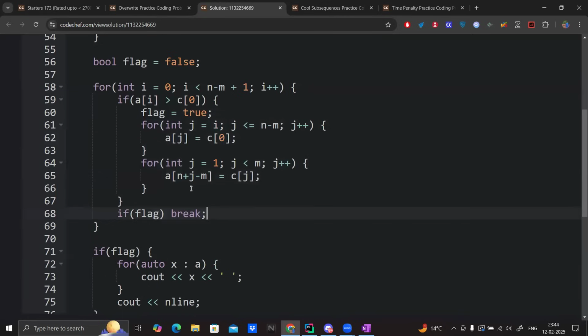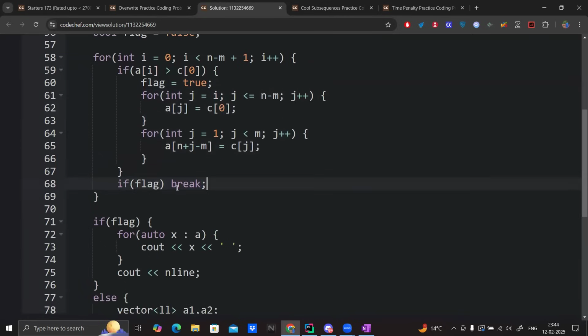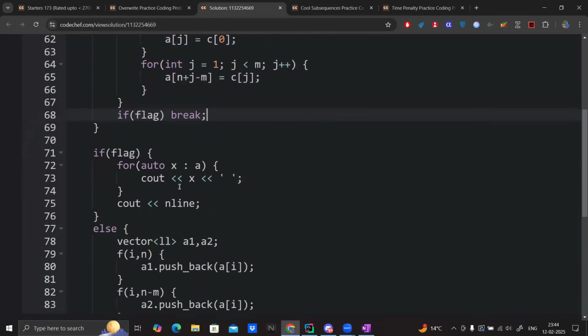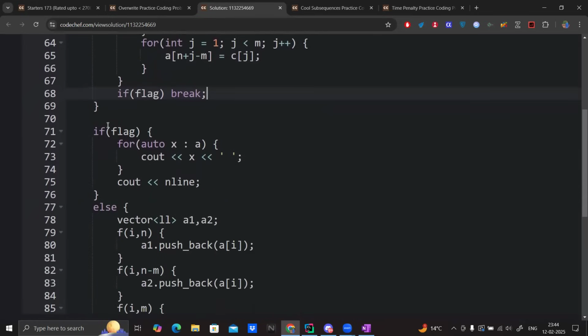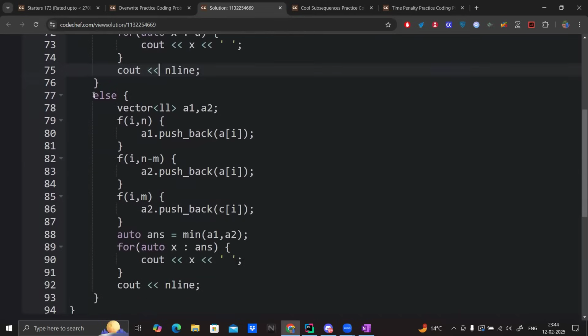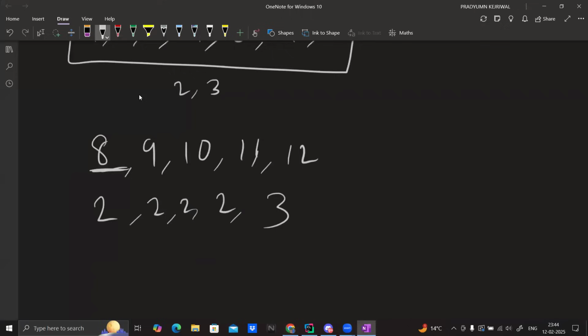So if I found an element which is greater than the minimum, then I break. And if flag, which means that I did the operation, then I just print the array. Otherwise it means that I never did the operation. So I just need to check: if I apply the array c at the end of the array a, will it benefit me or not?